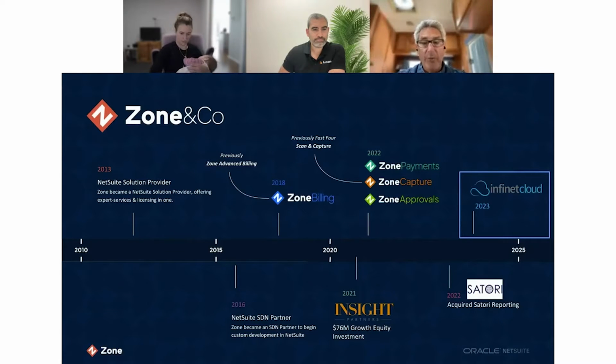In 2022, we acquired Satori Reporting. So if you're doing inventory or anything like that, and you wanted to bring in NetSuite data and your inventory management data, we've got Satori Reporting. And then the recent acquisition is Infinite Cloud. So if you want to bring NetSuite native payroll in, you can do that through the Infinite Cloud system. Okay, if we jump into the next slide.